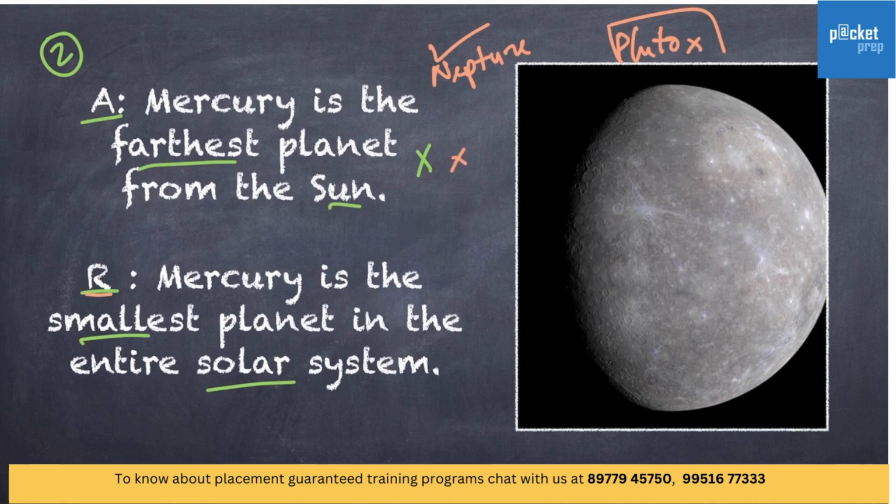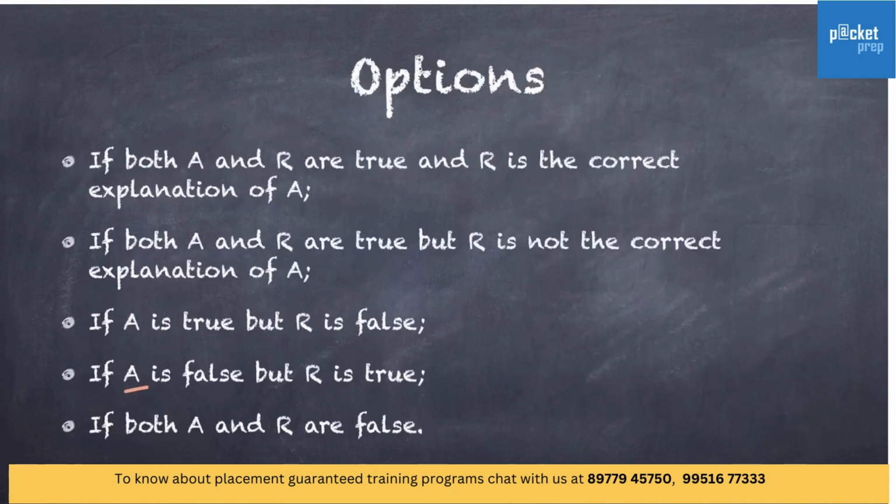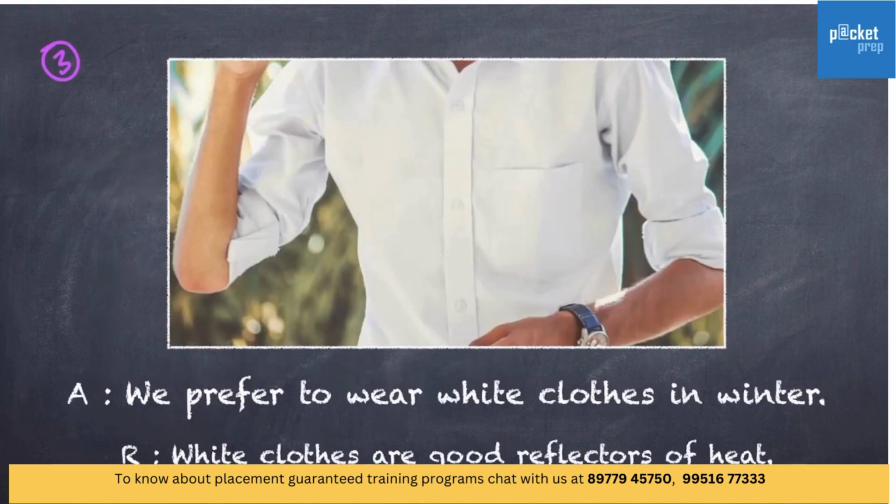And what about the reason? Mercury is the smallest planet in the entire solar system, which is true. So the assertion is wrong and the reason is true. Now let's look for the options. The assertion is false and the reason is true. The option is D. Let's solve a final example.